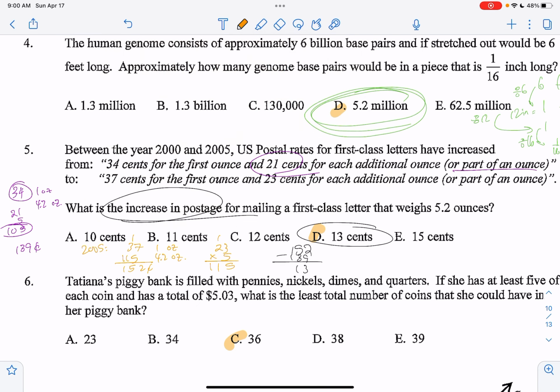The other thing you can do is take the difference here, it costs 3 additional cents. And for each ounce, it costs 2 cents per additional ounce. And you have to multiply by 5. So 5 times 2 is 10 cents, plus the 3 cents, that's the same 13 cents.